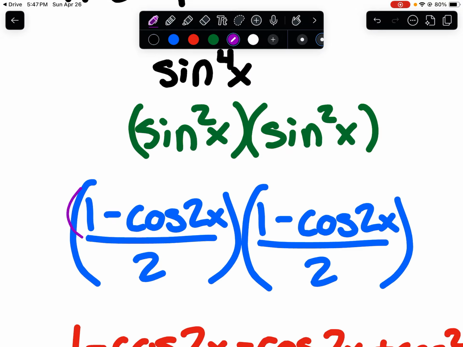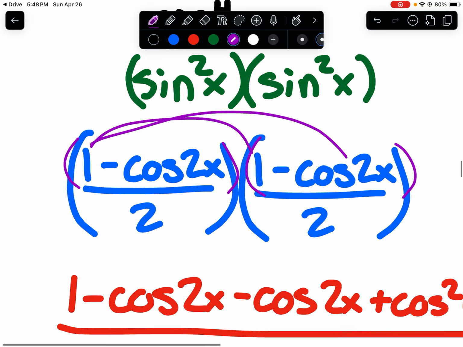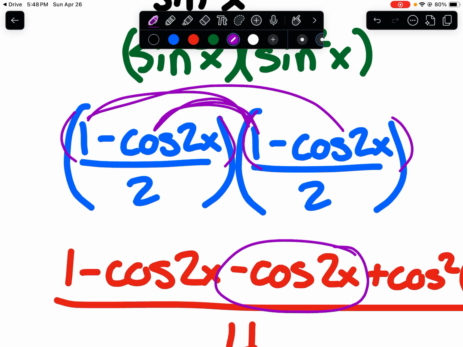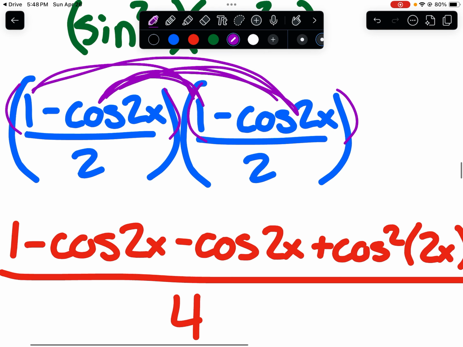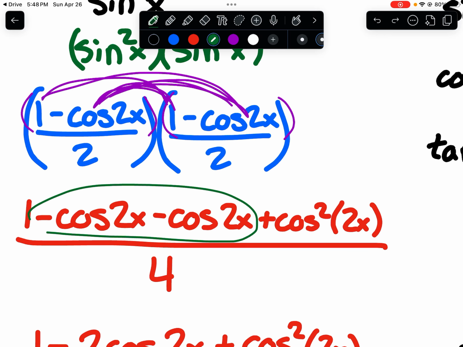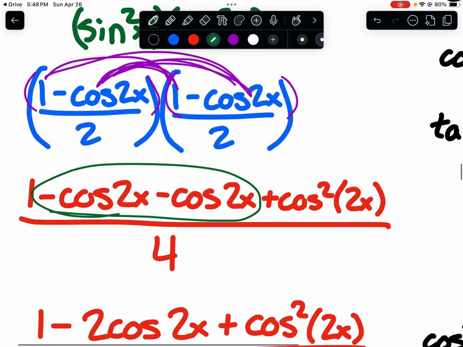But this top part, the 1 minus cosine 2x times 1 minus cosine 2x, that's kind of a FOIL problem in disguise in a way. So I would have to do the 1 times 1 to get 1. 1 times negative cosine 2x is this negative cosine 2x. Then my inside gets me another negative cosine 2x, which is that part. And then negative cosine 2x times negative cosine 2x gets me positive cosine squared of 2x, which is that last piece. And then, like I said, that bottom part is just 4.